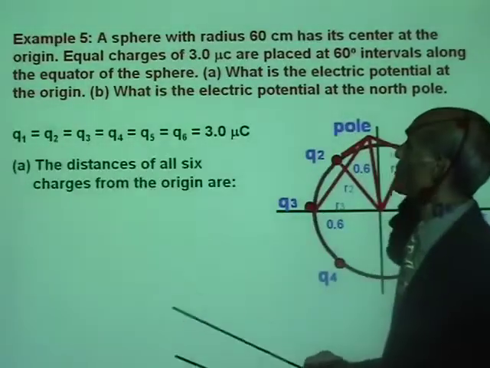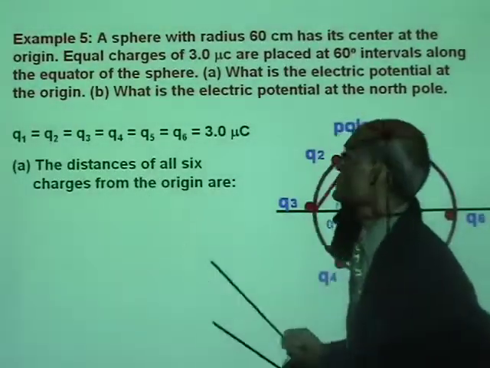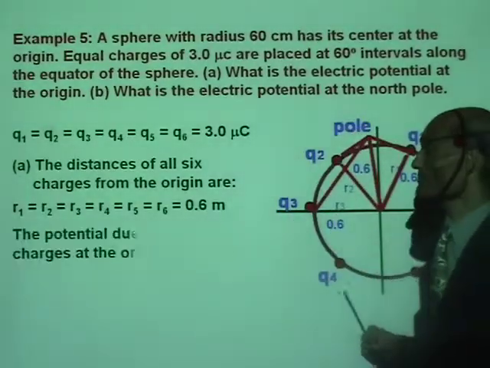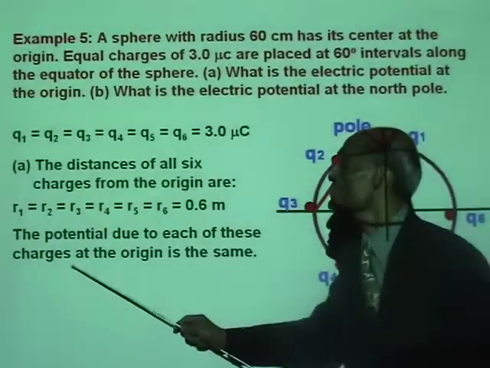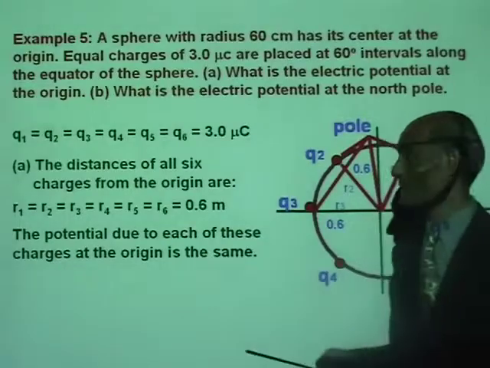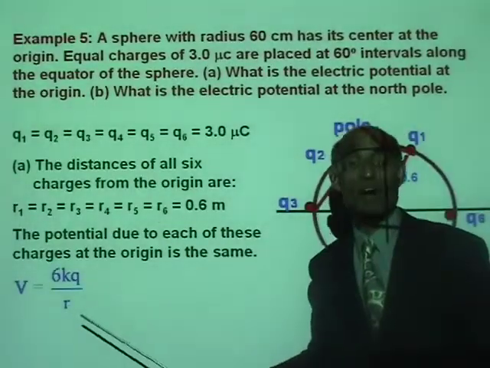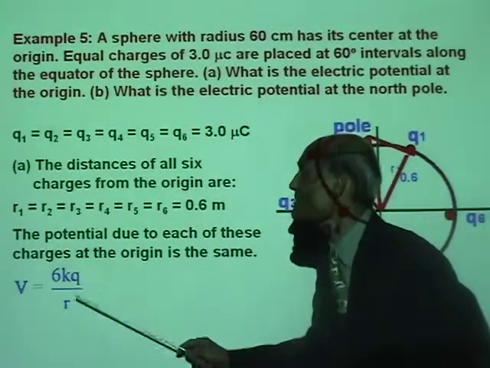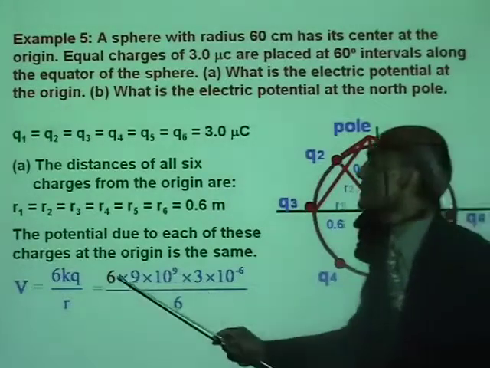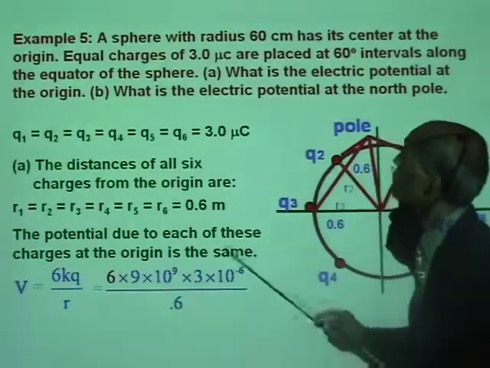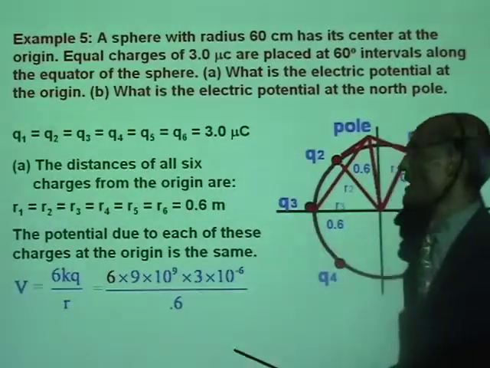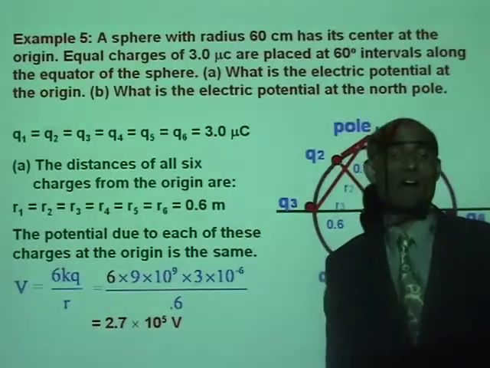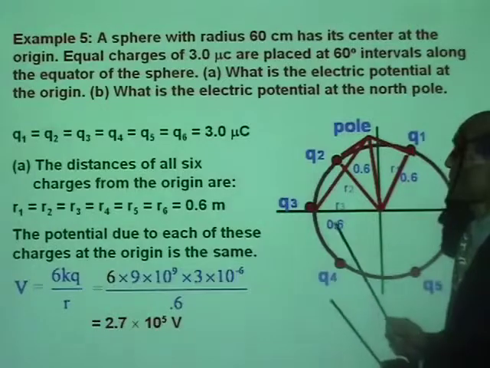So we got all the charges equal, the distances of all charges are the same, equal to 0.6 meter. The potential due to each of these charges at the origin is the same, namely kq over r. Therefore, the total potential due to all the 6 charges will be 6 kq over r. And that will be, we know k, we know q is 3 microcoulomb, divided by r is 0.6. And that is 2.7 times 10 to the 5 volt is the potential at the origin.